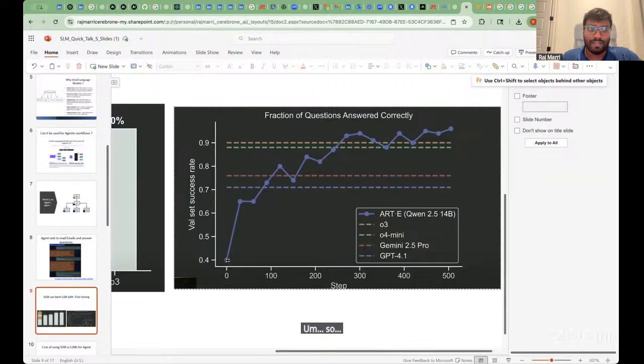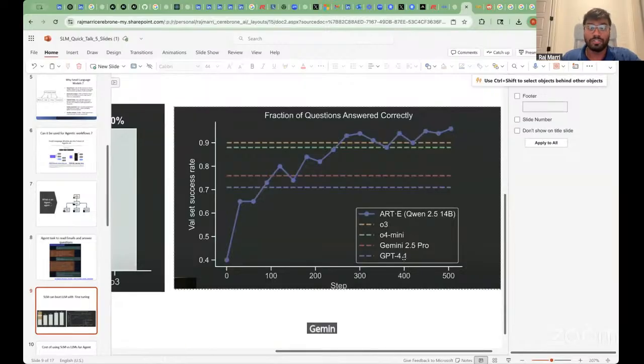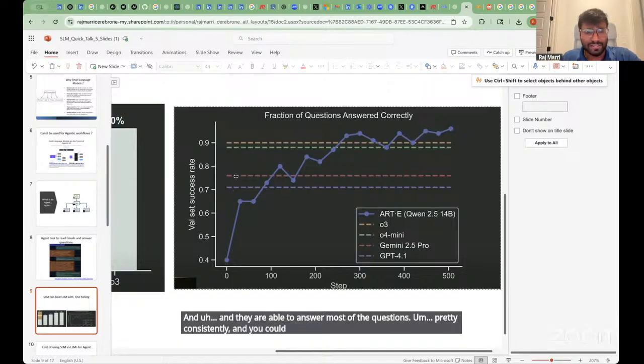If you see here, these are all the graphs for large language models. O3 is a large language model from OpenAI. O4 is also from them. Gemini is from Google. GPT 4.1 is actually from OpenAI. So you see their performance is pretty consistent, and they are able to answer most of the questions pretty consistently. And you could clearly see the difference here.